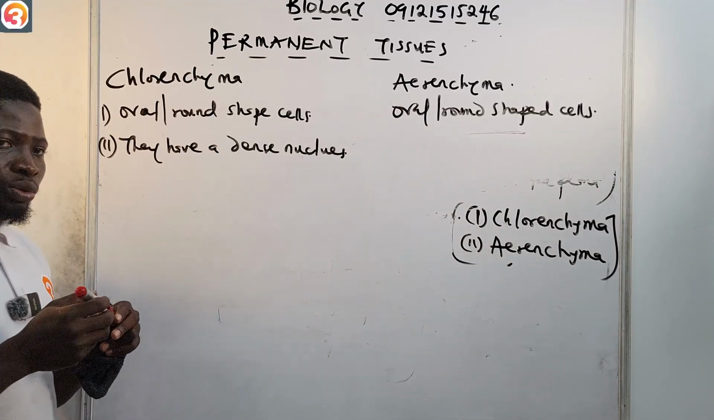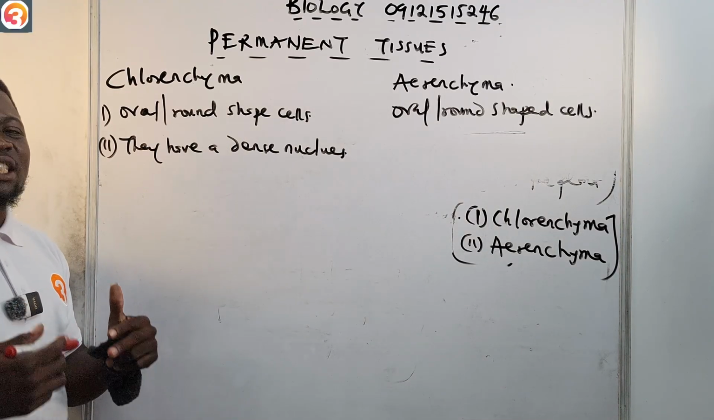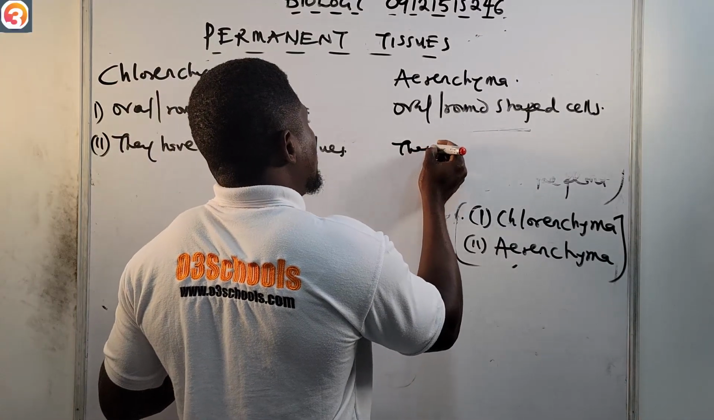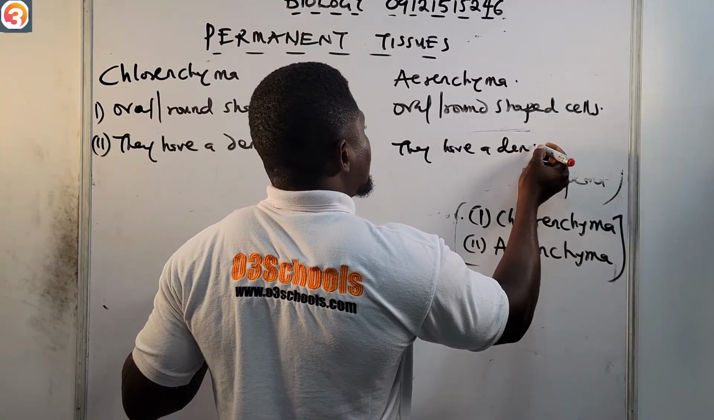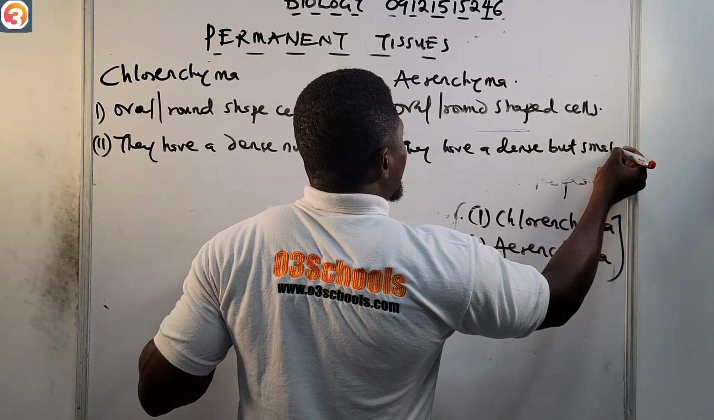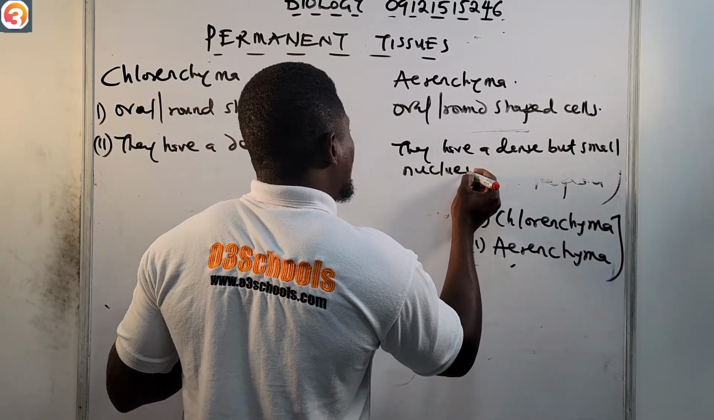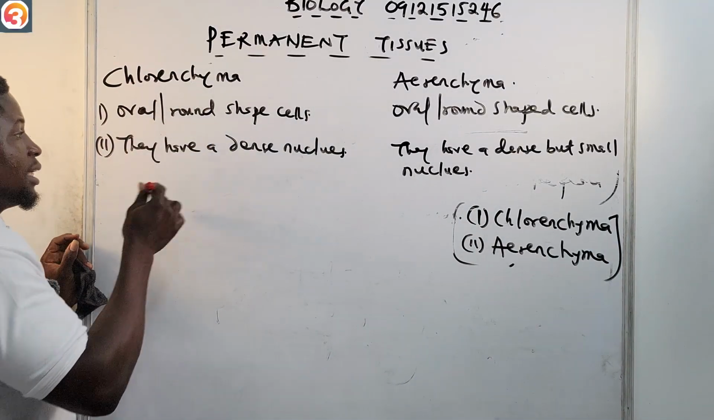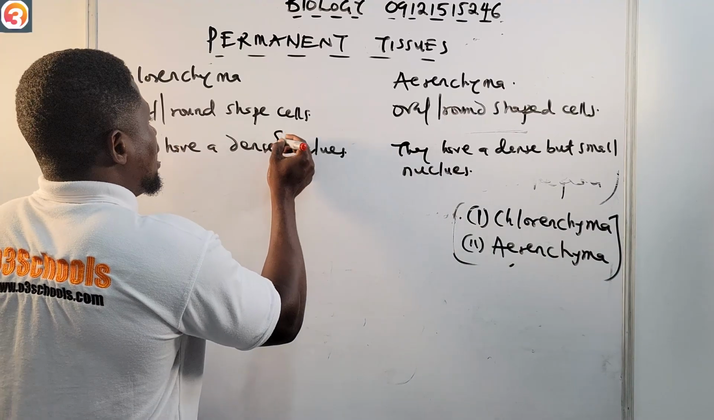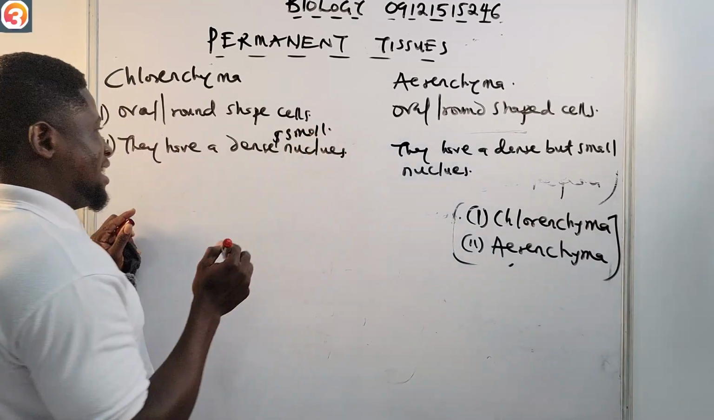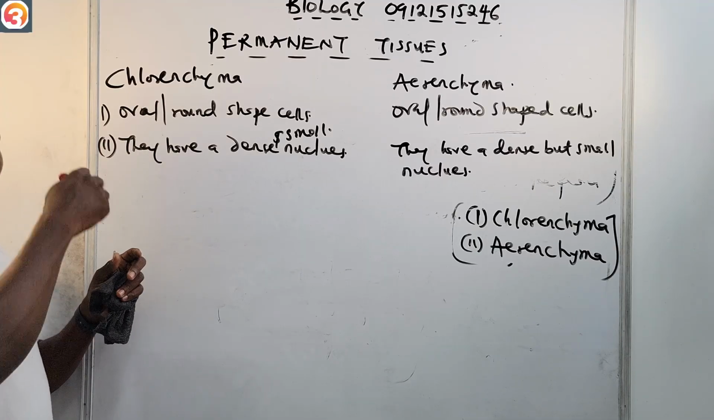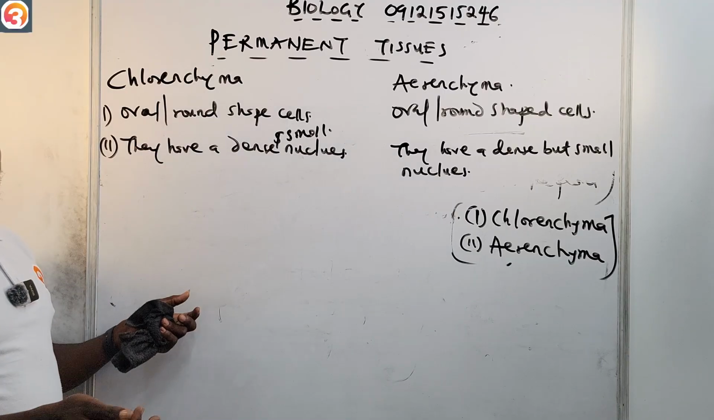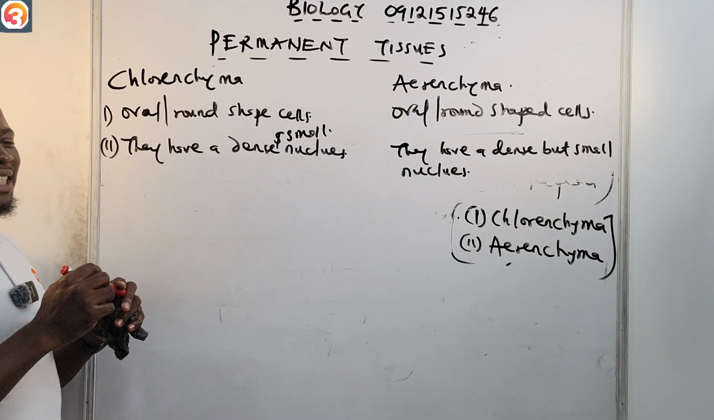So also do the Parenchymas. They also have a dense but small nucleus. Take note of that. The Collenchyma also have a dense and small nucleus. Also, they have a very small nucleus, because they are a category of the Parenchyma. So Parenchyma has a small nucleus, and Collenchyma is not going to have a big nucleus. So they have a dense and small nucleus.